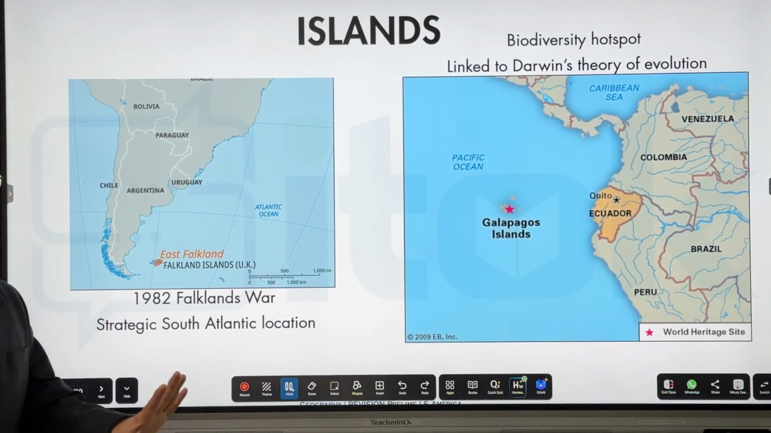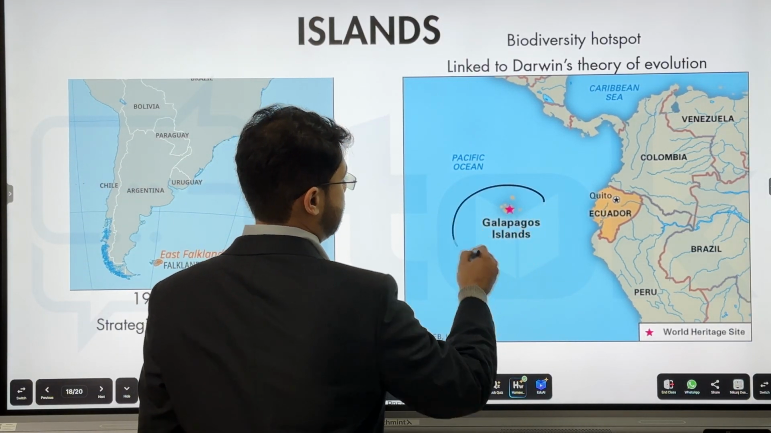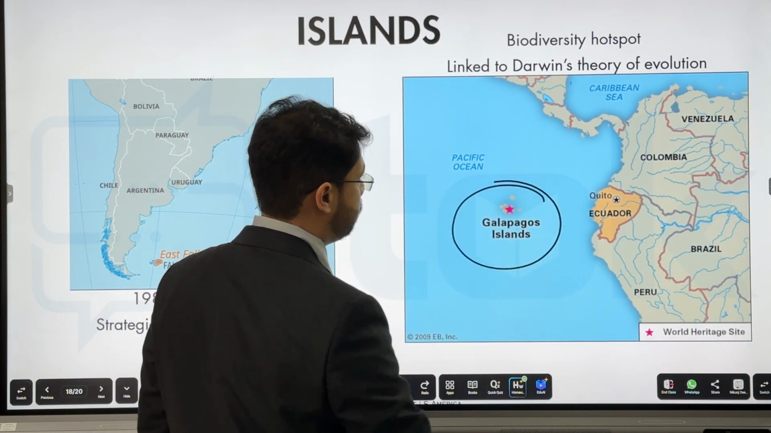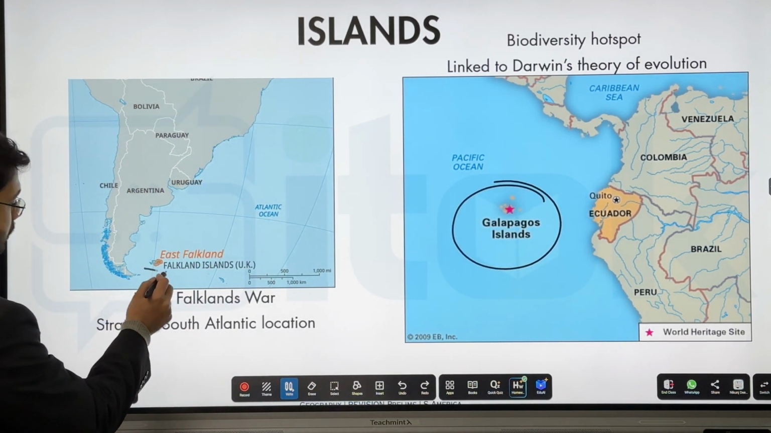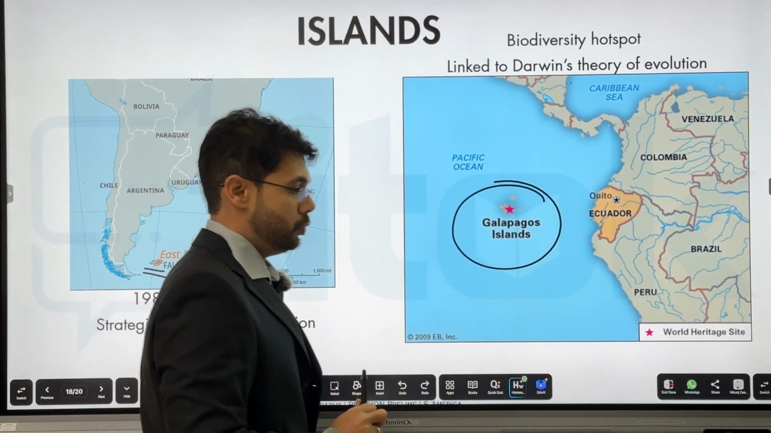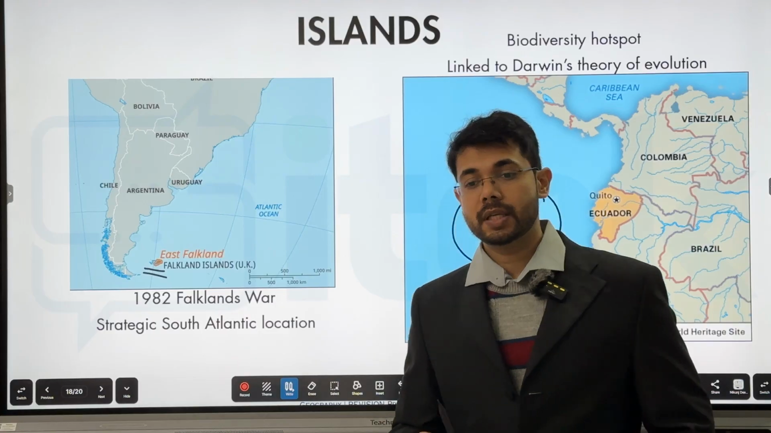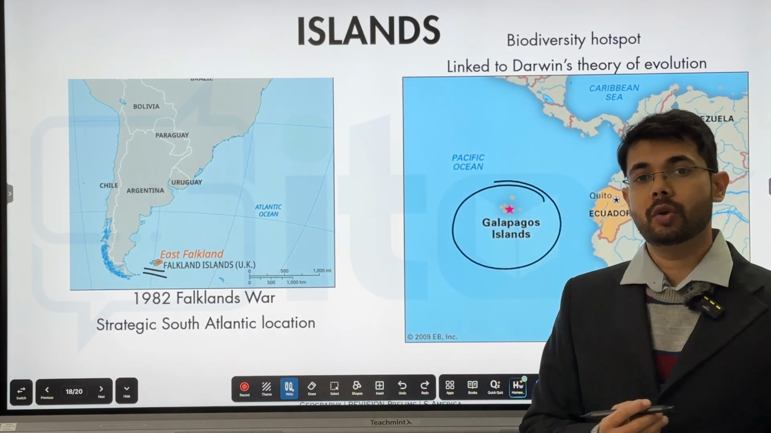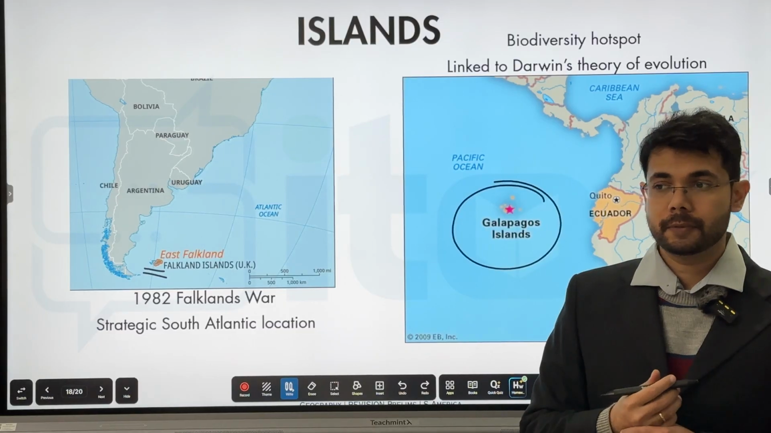Two important islands you need to remember, just two. One is the Galápagos Islands because it is connected to Charles Darwin, part of Ecuador. Another one is the Falkland Islands, territory of the UK, United Kingdom. UK and France, both of them actually, have some portions of their remaining colonial history in many continents.